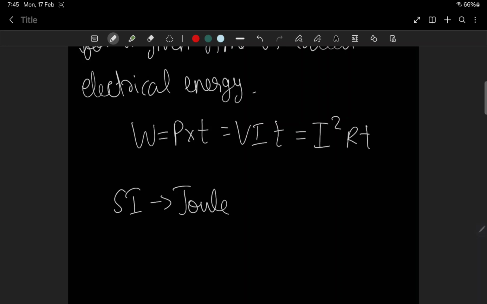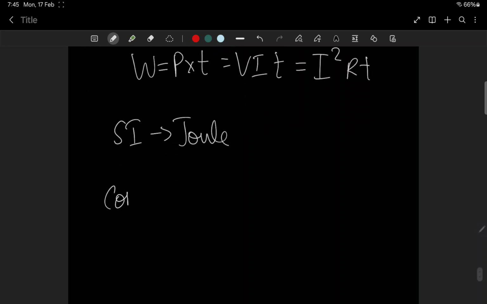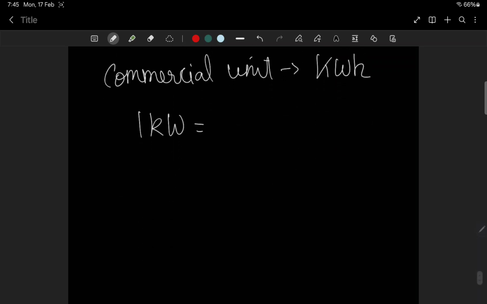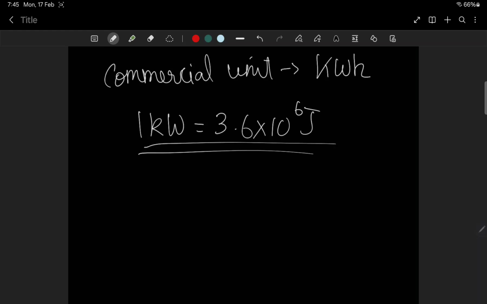Commercial unit is kilowatt hour. 1 kilowatt hour is equal to 3.6 into 10 raised to 6 joule. Okay. These are the things told here.